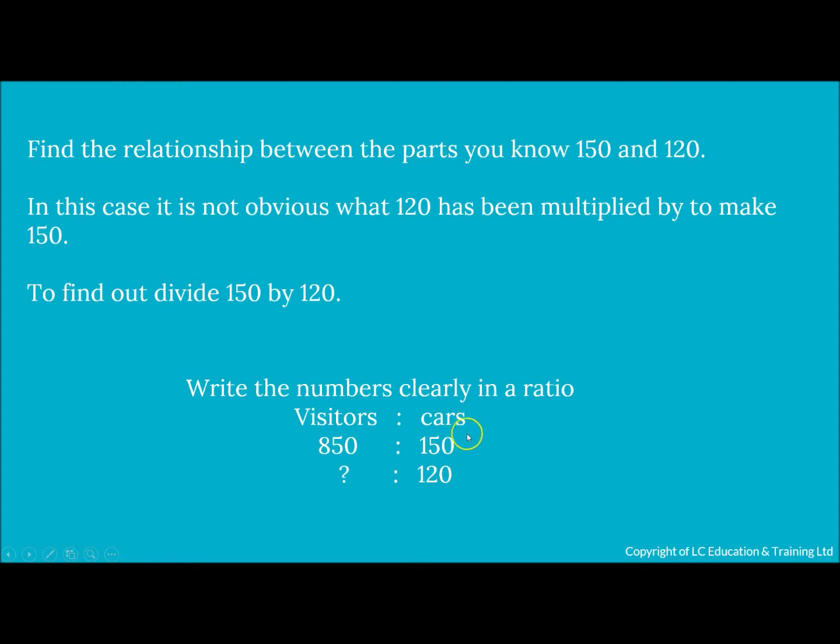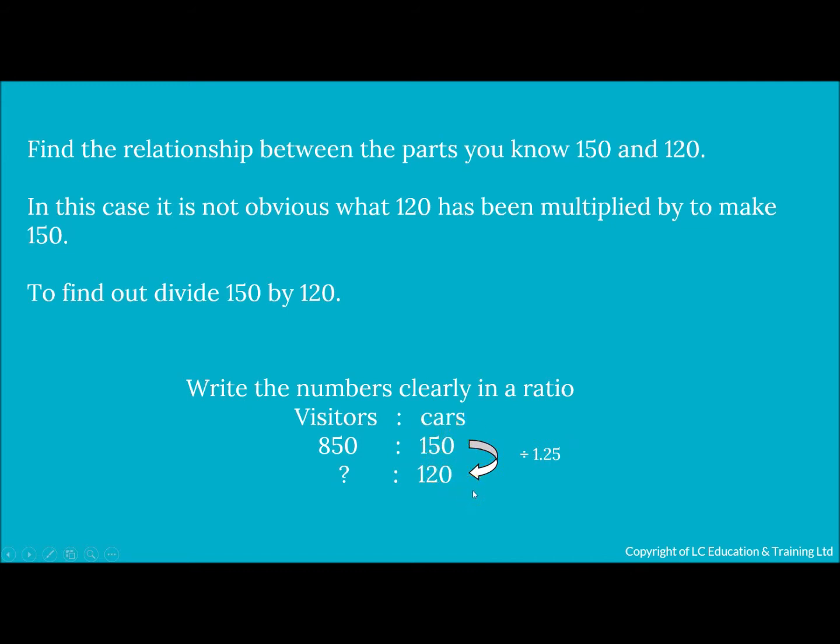So we want to find the relationship between the parts we know. How do we get from 150 to 120? And again, it's not an obvious one. It's not one we can say it's doubled or tripled. So to find it, find that division or multiplication factor by doing a divide. Divide 150 by 120. And that tells us that 120 was multiplied by 1.25 to get to 150.